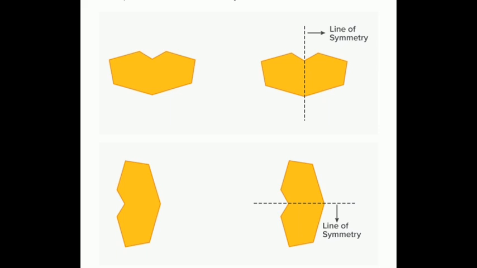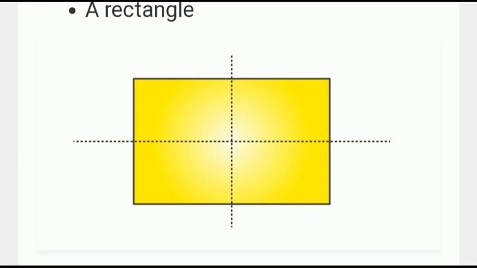These figures have only one line of symmetry. Means if we draw any other line, it can't divide into two identical halves. So here there is only one line of symmetry for these figures. Understood? The horizontal line along this rectangle divides the rectangle into two identical halves, and the vertical line also divides it into two identical halves. So, a rectangle has how many lines of symmetry? Two lines of symmetry. A rectangle has two lines of symmetry.